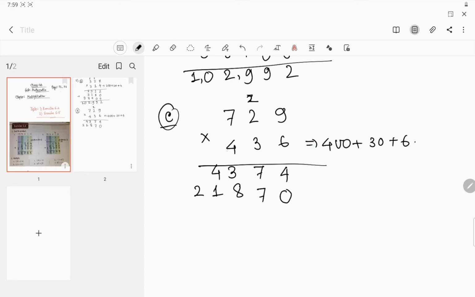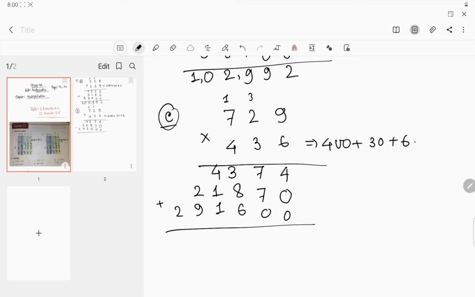Right? So 4 9's are, so these two places will be 0. So 4 9's are 36. That means 36, and carry 3 here. 4 2's are 8, and 8 plus 3 is 11. Carry 1. 4 7's are 28. 28 plus 1 is 29.